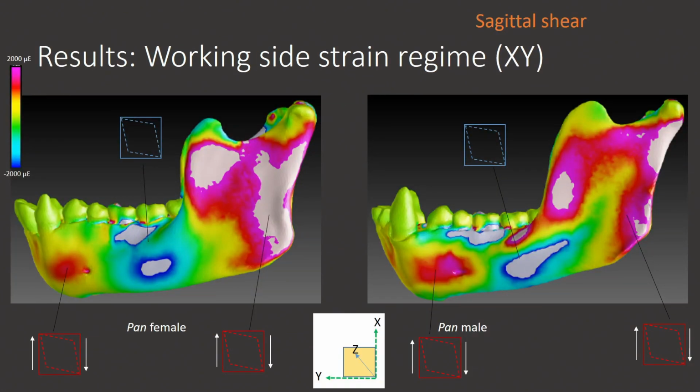So if we look at those strain results and the shear results, here we're looking at the shear strains on the buccal aspect of the working side corpus and ramus. And we can see that the shear is associated with a sagittal bending regime. Anterior to the bite point, we're seeing shear strains are positive. Just behind the bite point, we have those negative shear strains. And then further posterior, we have positive shear strains as the jaw elevator muscles act on points posterior to the insertion.